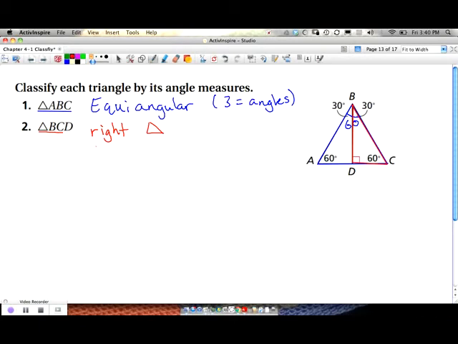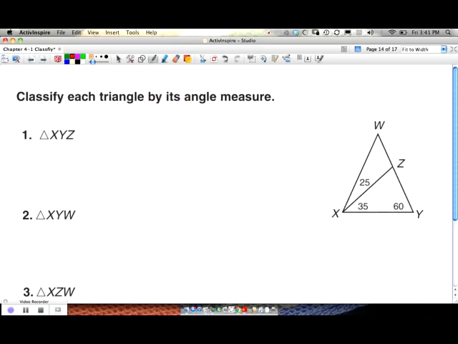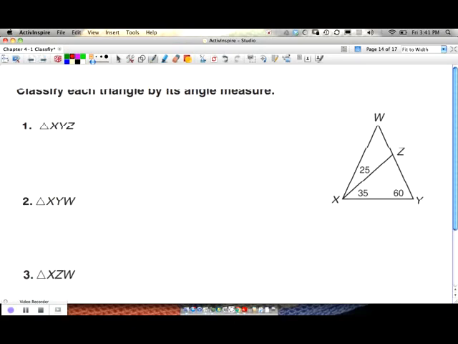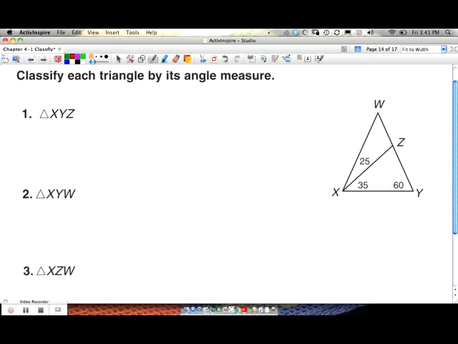Next. Keep on trucking. Classify each triangle by its angle measures. Okay, we got 35 and 25, so that means together this piece is 60. That's going to be helpful to us later. And if this is 35 and this is 60, I'm going to give you a tip. This over here is going to be 85. And if that's 85, then this right there is going to be 95. And if that's 95 and 25, then this piece up here is going to be 60.